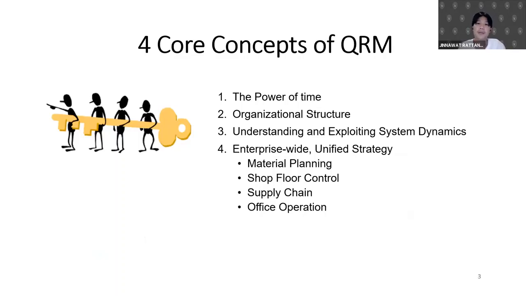Next is the core concept of QRM. First is the power of time. Second is the organizational structure. Third is understanding and exploiting system dynamics. Fourth is the enterprise-wide unified strategies, which include material planning, shop floor control, supply chain, and office operation. Here we will talk a little bit about numbers 1, 2, and 3, but the fourth one is too many things, so I will skip it.